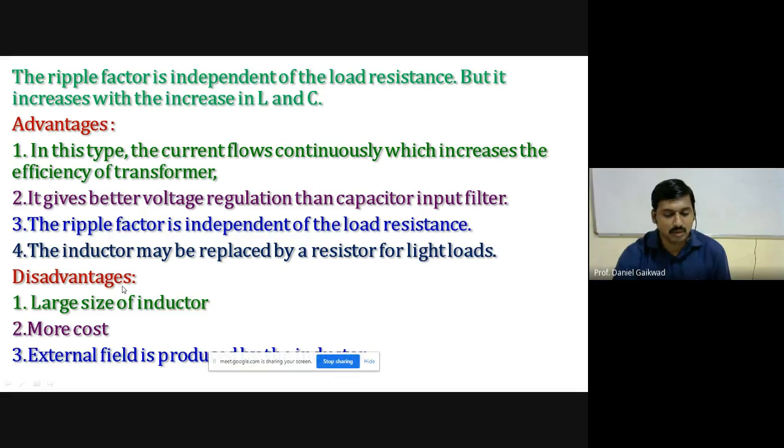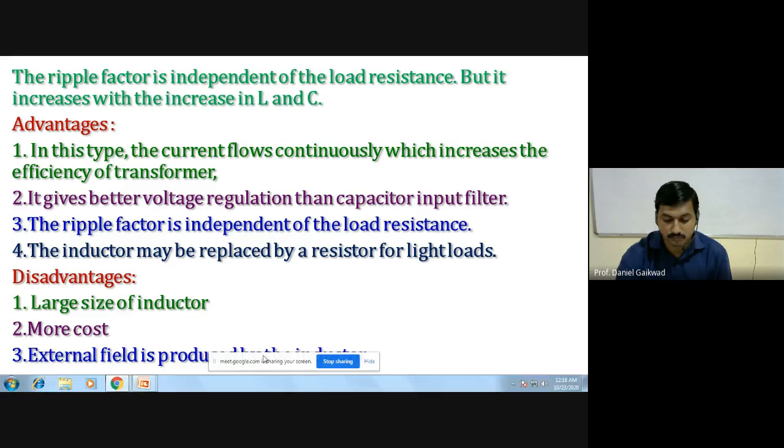Now we have some disadvantages also. So there may be a separate question: write the advantages and disadvantages of the LC filter. So we have the disadvantages. Number first, large size of inductor. So the inductor should have a large size, so size is one drawback here. Number second, because of large size it costs more. So the cost of the inductor is more compared to the capacitor.